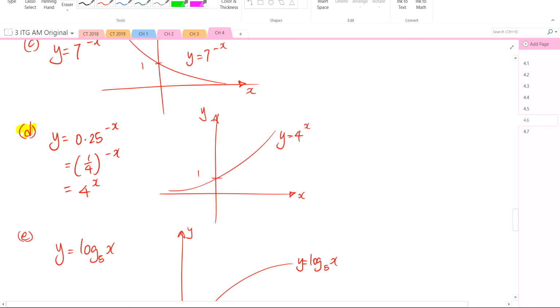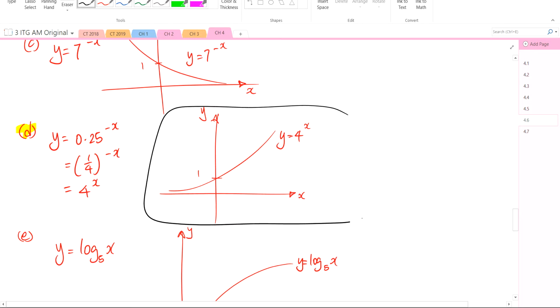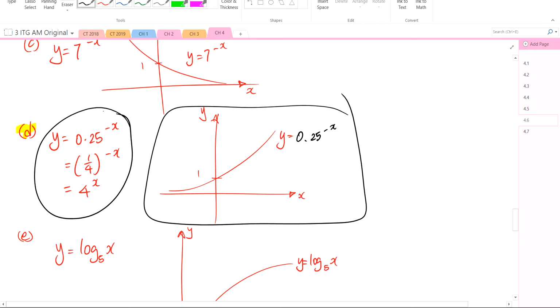For 4D, I find it hard to imagine how you will know that the graph looks like this if you did not show the working for y equals 0.25 power negative x. So I expect to see working over here to show that actually it is y equals a constant with a positive power for x, where the constant is greater than 1.